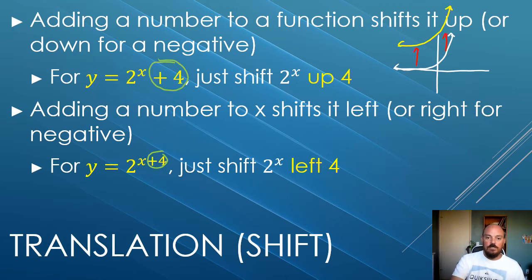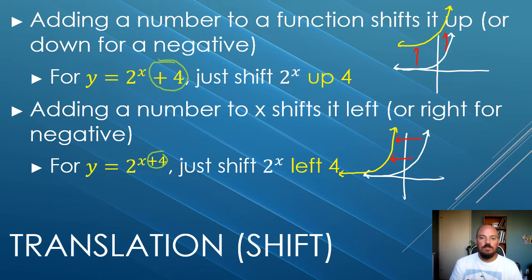Now for the other one, I'm going to start with 2 to the x again. So this is my starting function. Let's say this is 2 to the x, like one of the graphs we learned yesterday. This one would be shifted left 4. So I would start over here and end up drawing it kind of like this. See how, to go from white to yellow, I shifted to the left 4 spots? That's what we're doing with this.